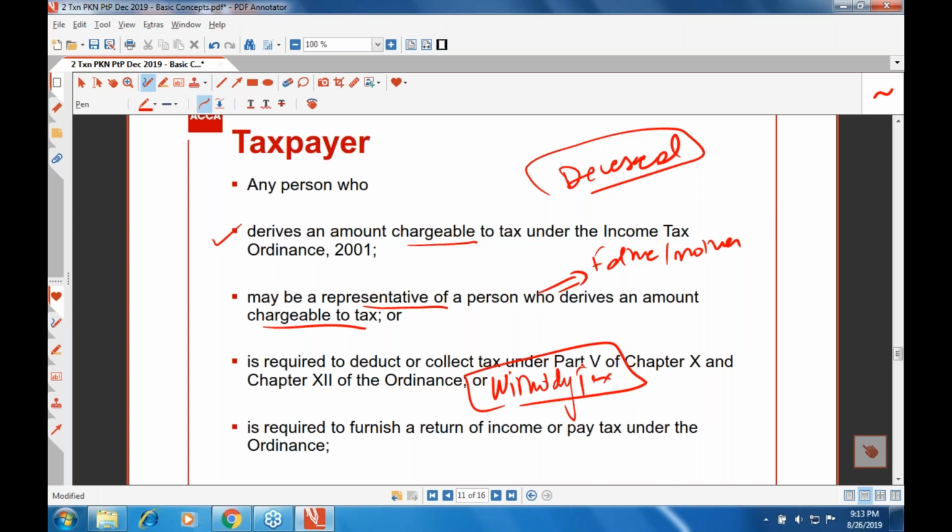The next situation is the one who is required to furnish a return of income or pay tax under the ordinance. We'll discuss it at a later stage, but there are people who have to file a tax return even if they are not earning income. So if you are required to furnish a tax return, you will be considered a taxpayer.